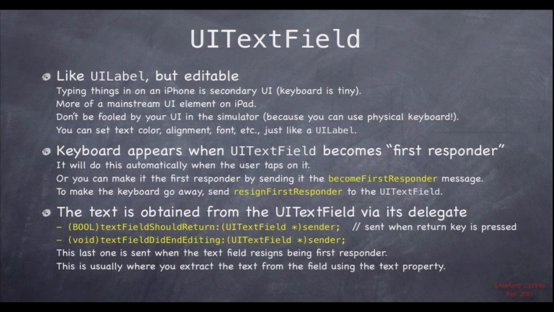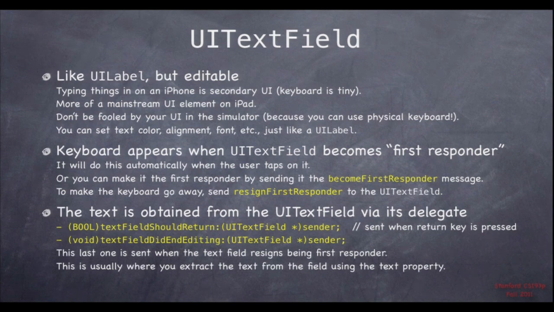One is textFieldDidEndEditing. That is sent to the delegate when the caret goes away. So the person made the keyboard go away, or they hit the return key, and this other method allowed the return to happen. That's usually when you extract the text and go do something with it. This other one, textFieldShouldReturn, returns a Boolean, which is whether it's okay to hit the return key right now. So this allows you to do a little bit of validation of what's in the text field.